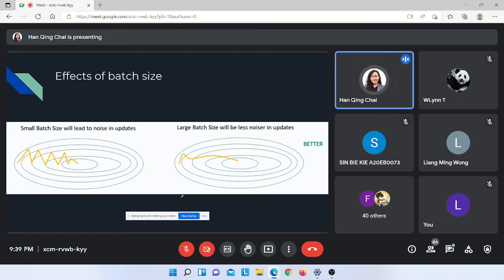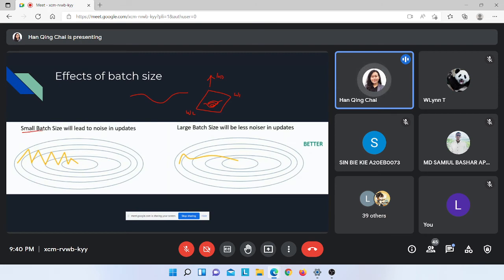So, the effects of batch size: why do bigger ones mean better? The most important thing to remember is that the circle parts here are actually contours. If you remember the map we saw just now, with the loss, weight one and weight two, this will have contours here. This contour actually comes from the loss function graph. We train our model to recognize, for example, the image of a cat, like we said just now.